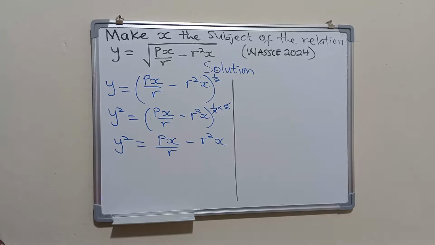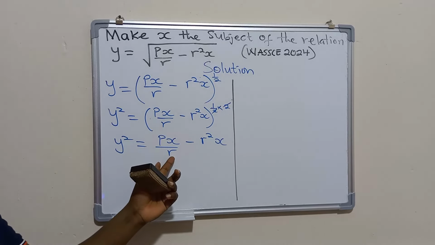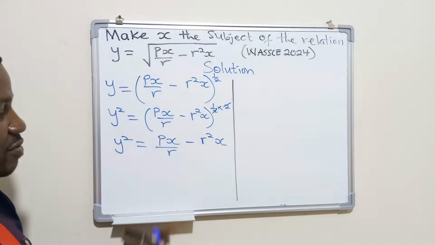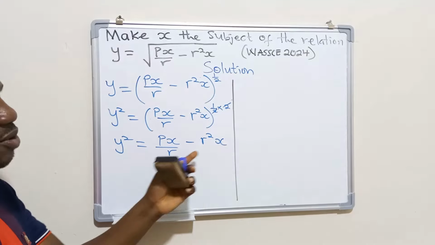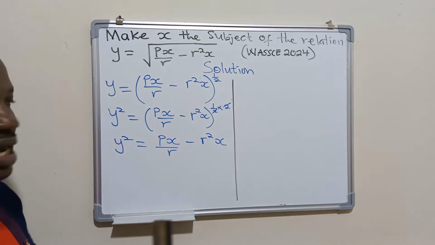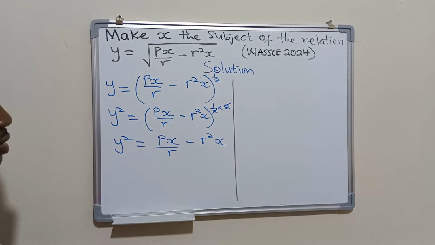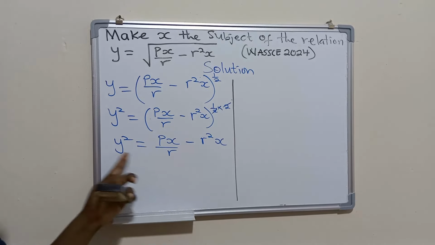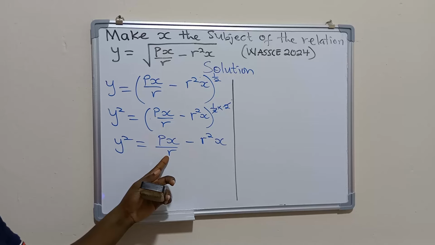Good. So at this juncture, we are seeing a fraction here. And we'll have to deal with the fraction first before we can continue, because if we don't deal with this fraction, it's going to create more problems for us. So how do you remove the fraction? We can remove it by multiplying through by the LCM. And from here, the LCM is r.